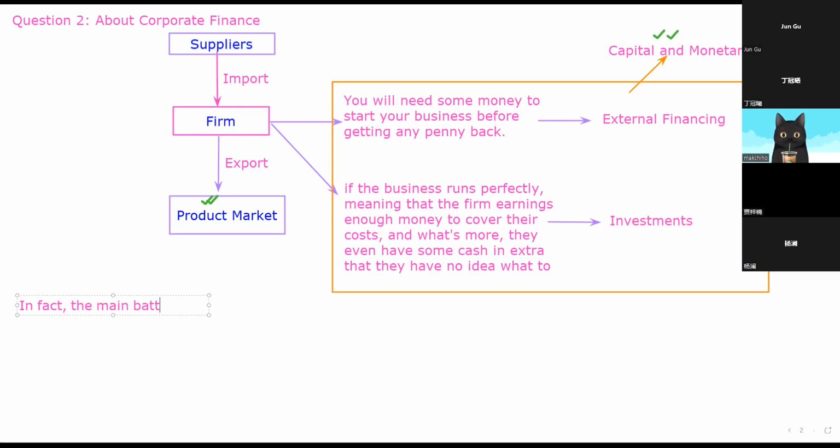The main battlefield for corporate finance is business activities. You'll find that this is a bit abstract and can be very hard to understand. So what are business activities?